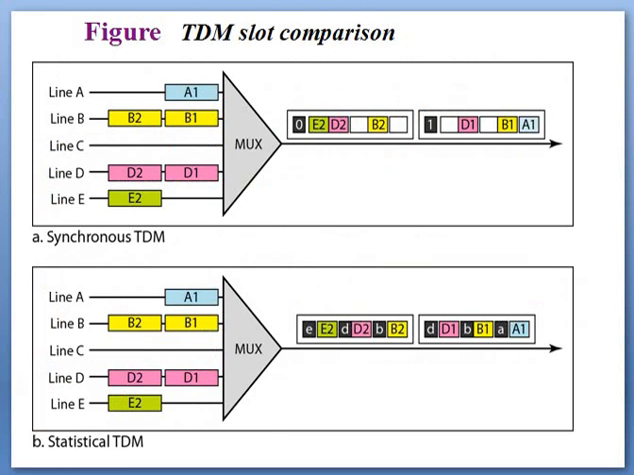Given figure shows the comparison between time slots in synchronous TDM and statistical TDM. In statistical TDM, a block of data is usually many bytes, while the address is just a few bytes. The main difference shown here is that even if line C does not have any data to send, in synchronous TDM there is one empty slot allotted for line C in the output frame, but in statistical TDM, line C does not have any data to send, so no slot is assigned in the output frame for line C.